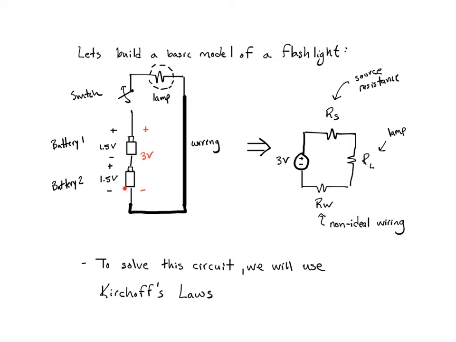So if we go from this physical model on the left to a circuit schematic model, we can go ahead and write that as a 3-volt source, and we know that that battery will have some kind of source resistance, as mentioned in the previous couple slides. The resistance of the lamp is being defined as RL. And then if we're modeling the wiring resistance, we can model that as resistance RW. So to solve this circuit, we're going to use something called Kirchhoff's laws. And there's actually a typo right here. Kirchhoff's is going to have 2 H's in it.